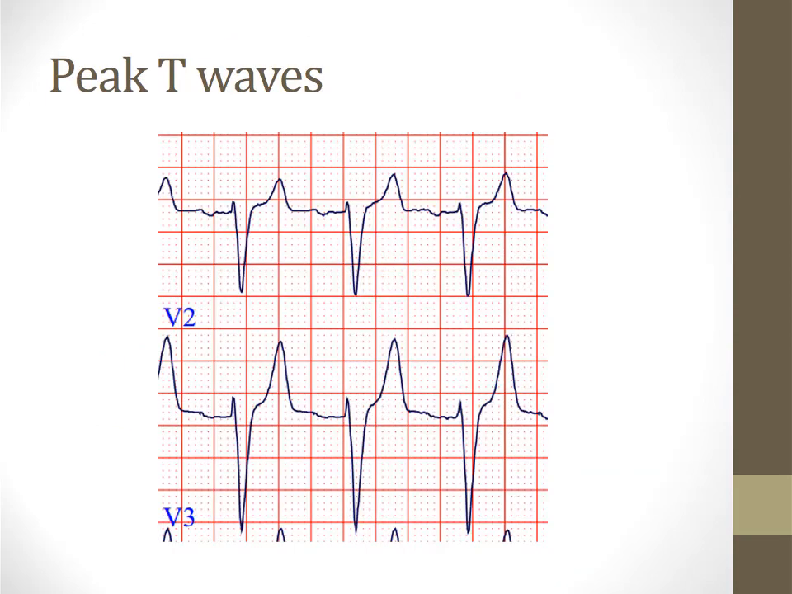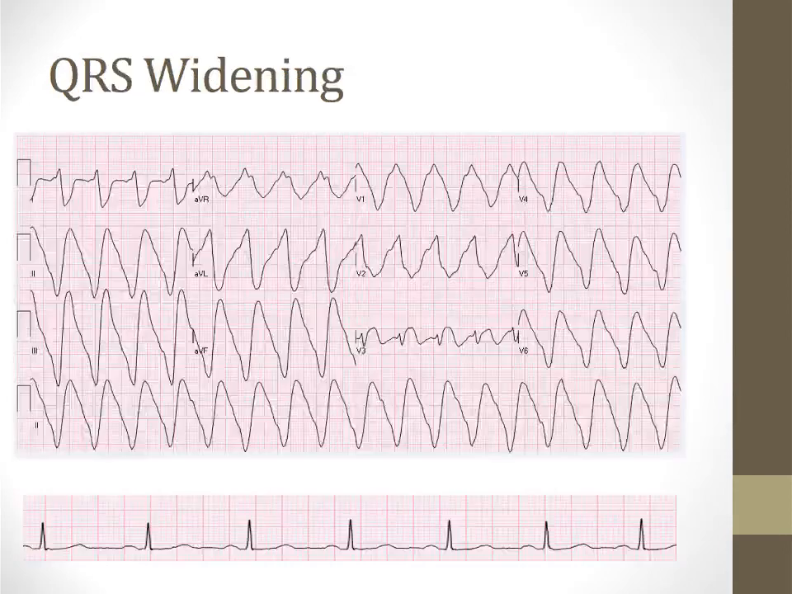This is an example of peaked T waves on the screen. So these T waves are much taller than what is normally seen, and a lot of people remember this by just thinking that potassium hides under the T waves. That's also a way to remember that the T waves get flat in the setting of hypokalemia, which we'll talk about later. The EKG at the top of the screen shows QRS widening.